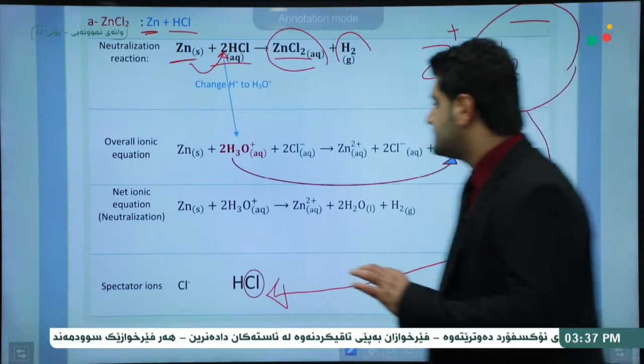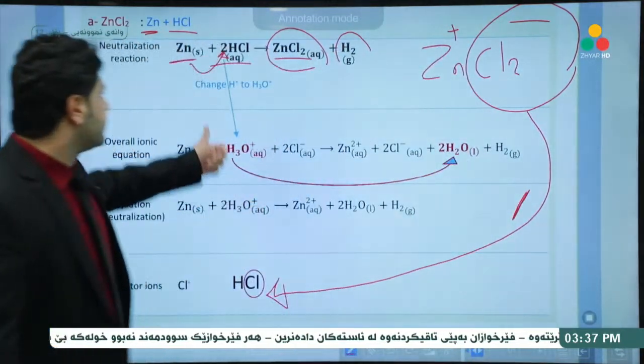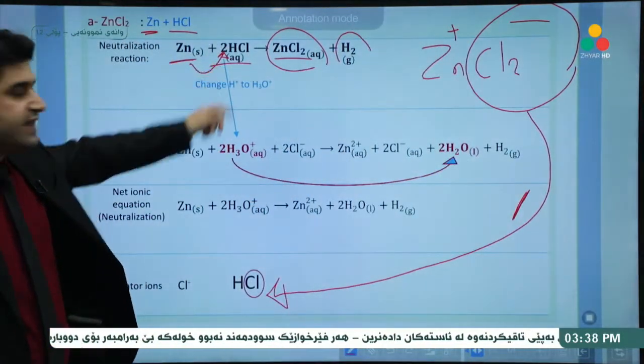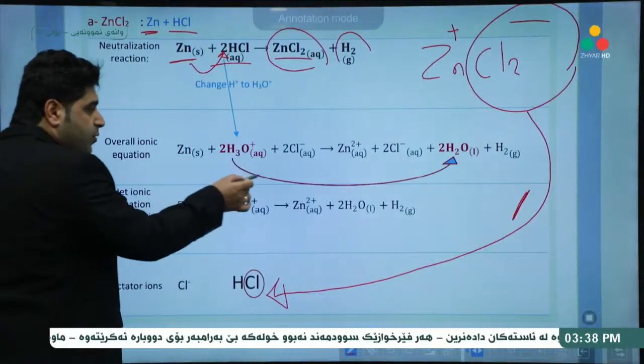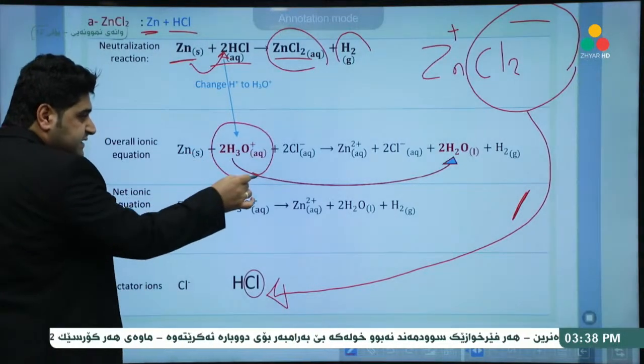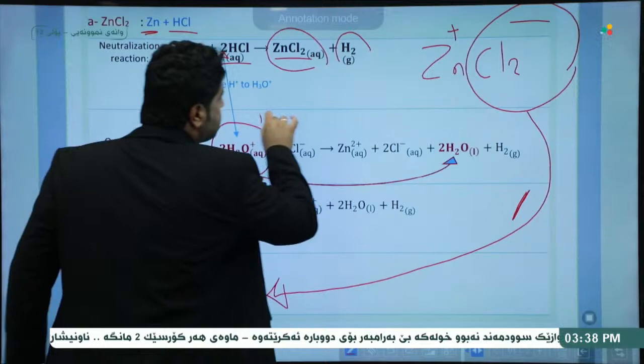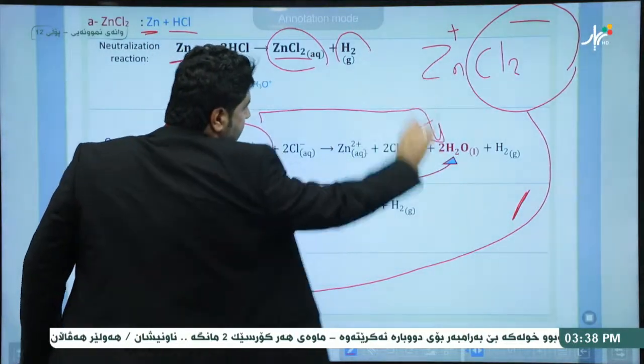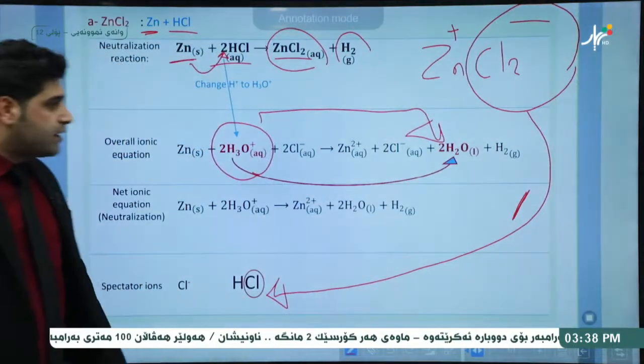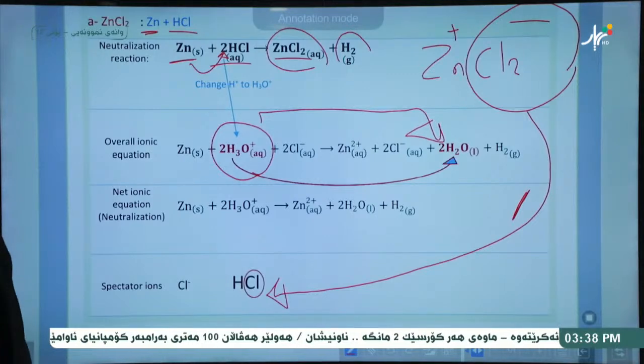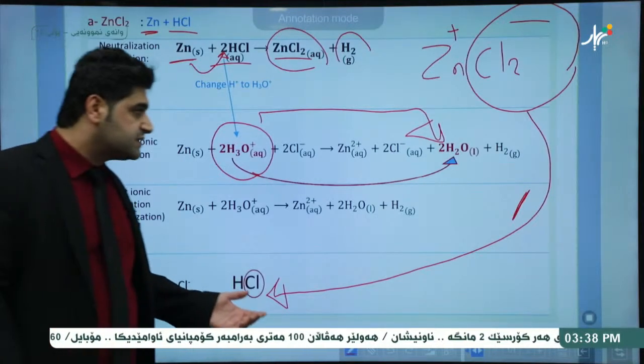The only thing that's different from the reaction of the acid with the base is how many water molecules do we get in here? We should add the same number on the right side. And that's all about chapter 3. Hopefully you understand each point.